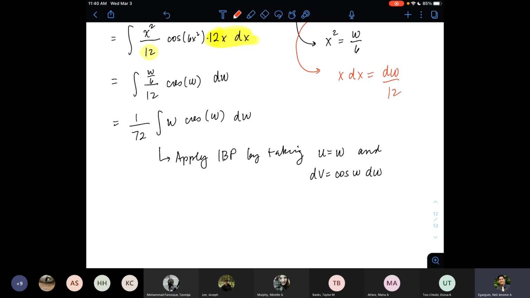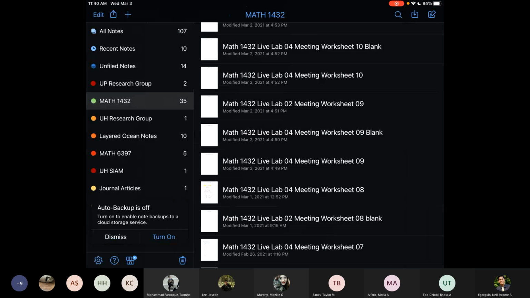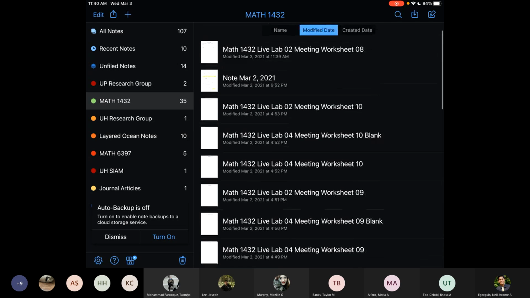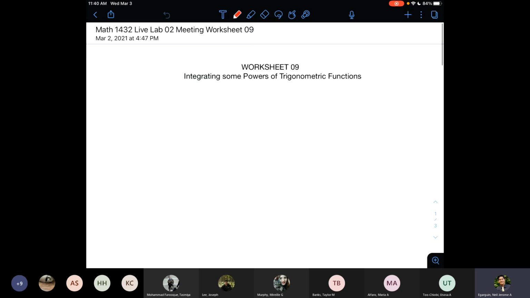Okay, let's try, maybe I can introduce powers of trig functions. So is it fine? We put IBP on the back burner for now. Let's try worksheet 9. Okay, there we go. And this is about integrating some powers of trigonometric functions.